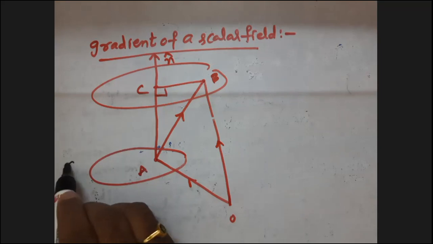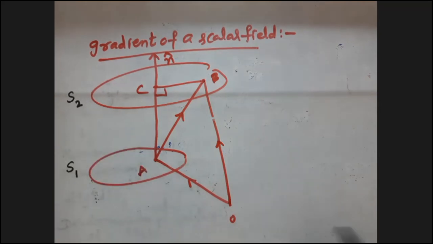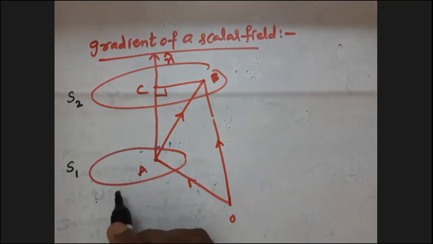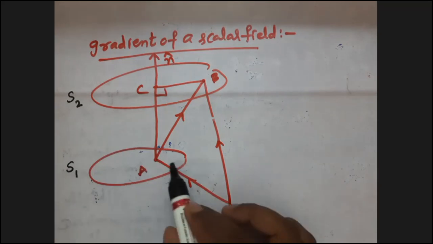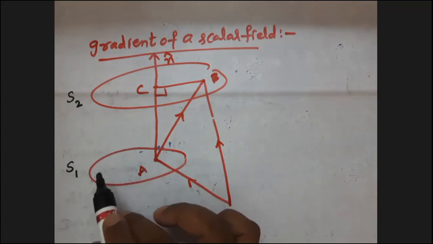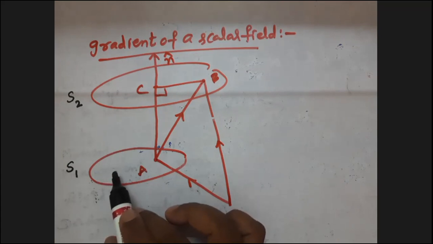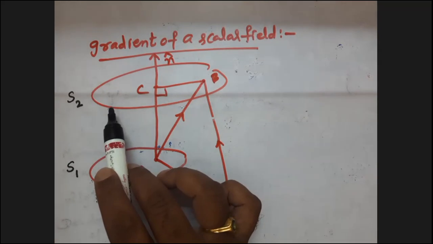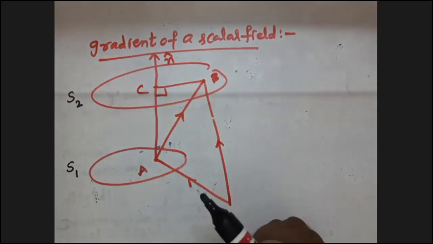This is a level surface S1 in the scalar field. It is another level surface S2. As I told you, on the level surface, at every point, the scalar physical quantity value remains constant. So on the surface S1, at every point, the scalar physical quantity value is the same. Similarly, on the other level surface S2, at every point, the scalar physical quantity value is the same.